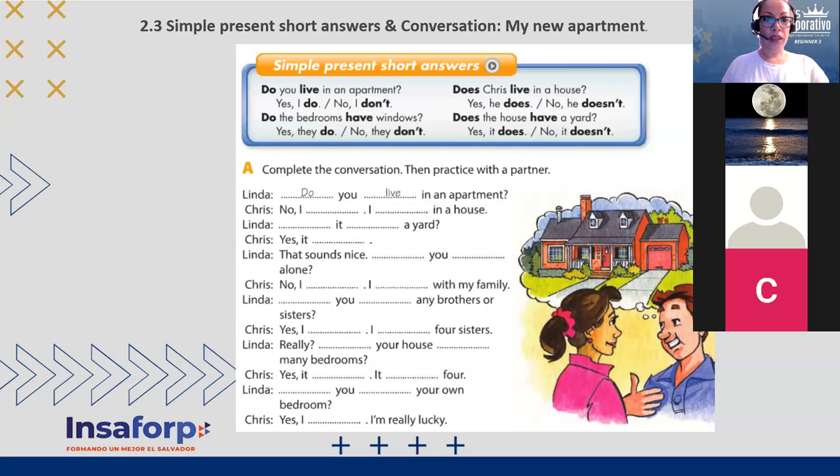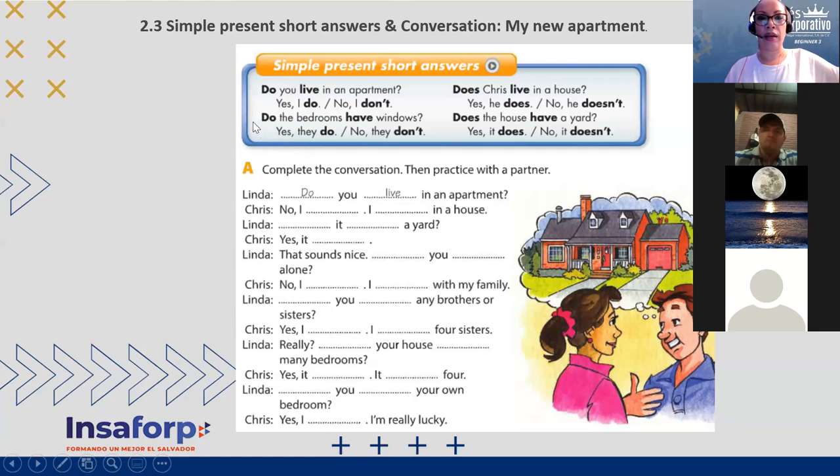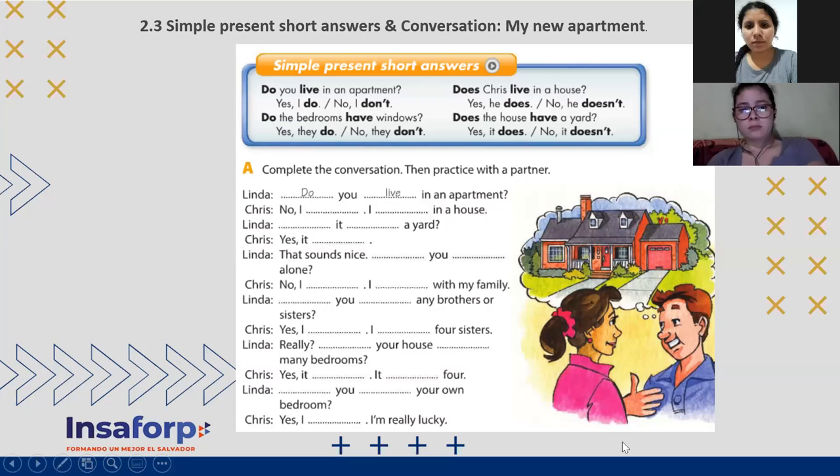Eso sería básicamente lo que conocemos como tercera persona singular. En el video que vimos ayer, aquí tenemos do you live in an apartment. Estamos usando el auxiliar do. El sujeto es you. Aquí igual tenemos do y el sujeto es bedrooms. Pero ¿por qué si es bedrooms estamos usando do y no does? Can someone tell me?